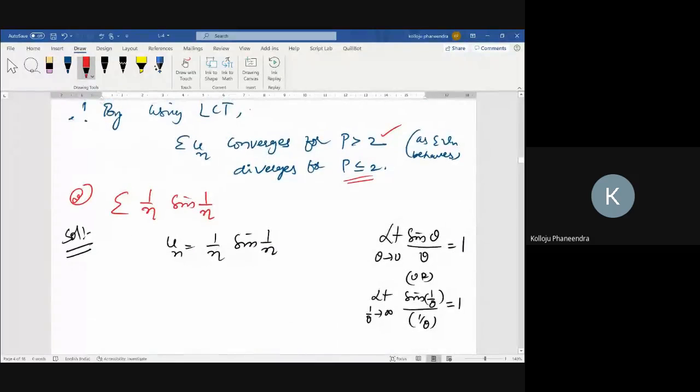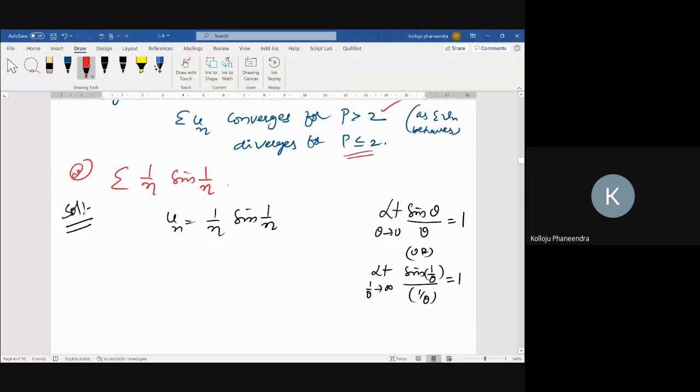Another one is sigma 1 by n sine 1 by n. There are two ways to solve this problem, one is by using formulae. The first formula, known from intermediate, is limit theta tends to 0 of sine theta by theta is 1. Or one can write the reverse, sine 1 by theta by 1 by theta. As theta tends to 0, 1 by theta tends to infinity, so the limit of sine 1 by theta by 1 by theta is also 1. Let me use this formula now.